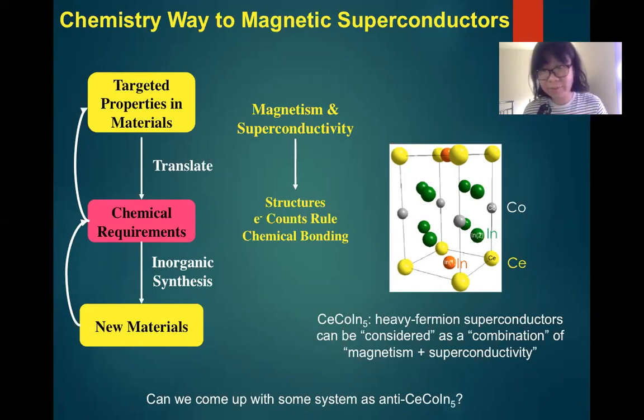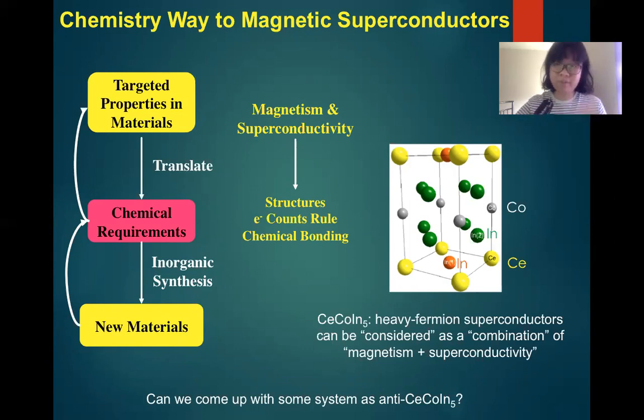There is a very famous material class called heavy fermion superconductors, for example, CeCoIn5. In CeCoIn5, cerium shows the magnetism, and the whole compound is a superconductor. We can consider this kind of superconductor as a combination of magnetism and superconductivity. This is the crystal structure of CeCoIn5. Then our idea is, can we come up with some system that can be like an anti-CeCoIn5?